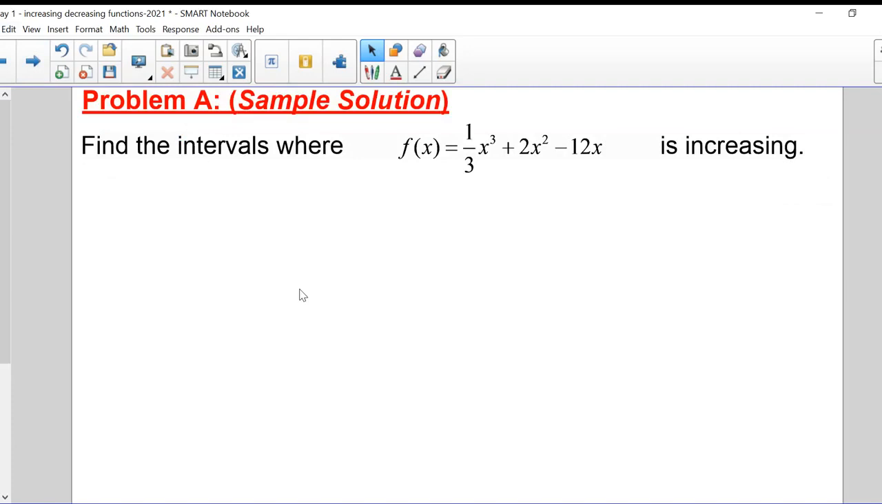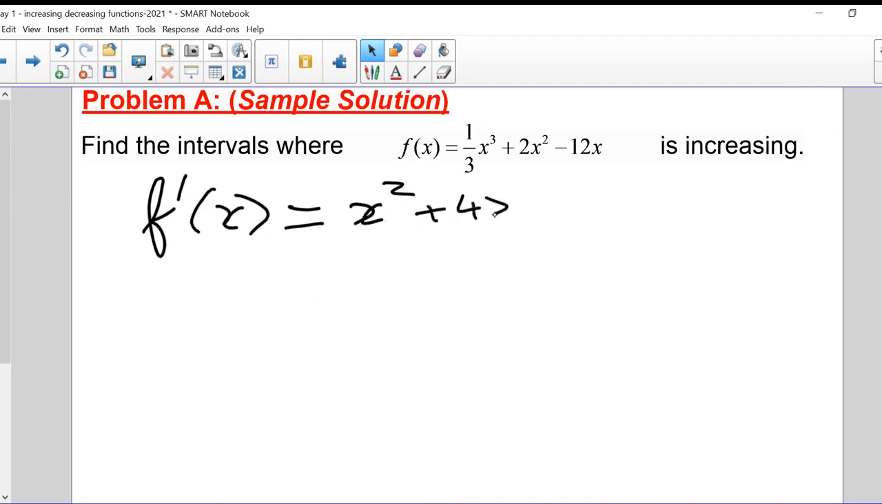Okay? So find the intervals where this function is increasing. Without drawing it, can we figure out where the function is increasing? Of course we can. We're going to go ahead and find the derivative of the function, and we know how derivatives work already. F prime of x is going to be equal to x squared plus 4x minus 12. We've been differentiating functions for a while now, so we know how this works. 3 times 1 over 3 is 1. Take 1 from the exponent, so it's just x squared, and so on and so forth.